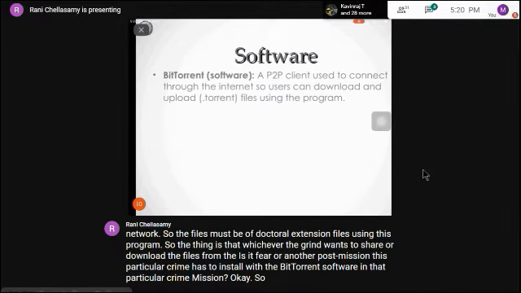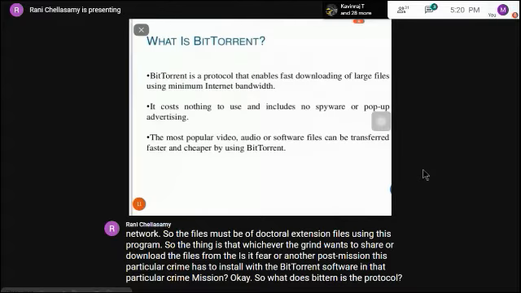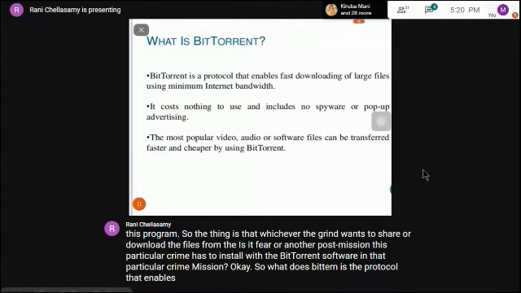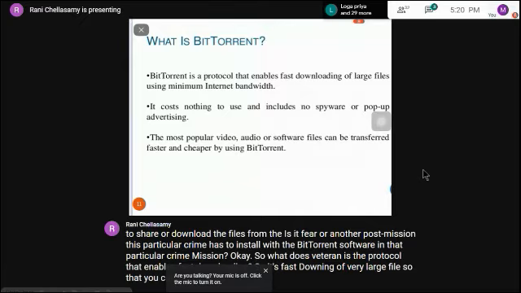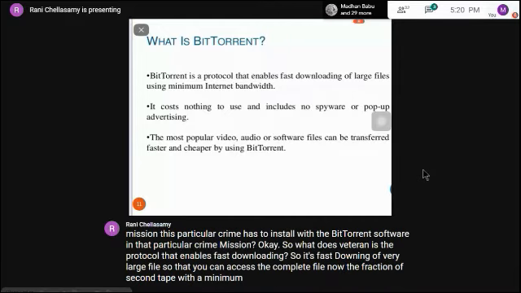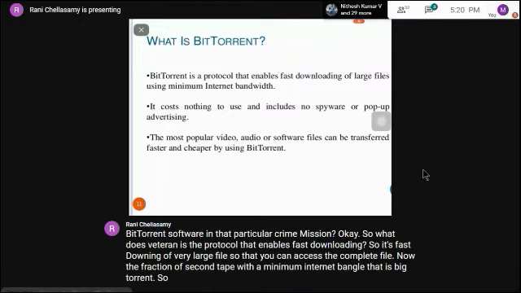So what is BitTorrent? It is a protocol that enables fast downloading of very large files, so that you can access the complete file quickly, with minimum internet bandwidth. That is BitTorrent. It costs nothing to use, and it also includes no spyware.